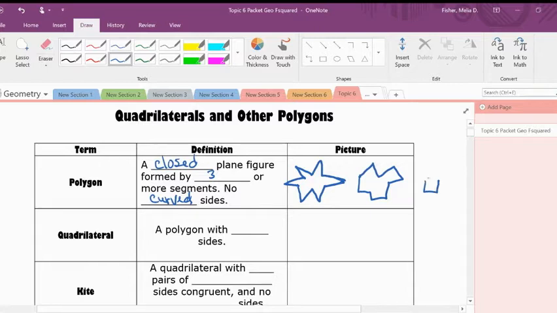This would not be a polygon. Also, this would not be a polygon because it's not closed, it's open. So those would not be.